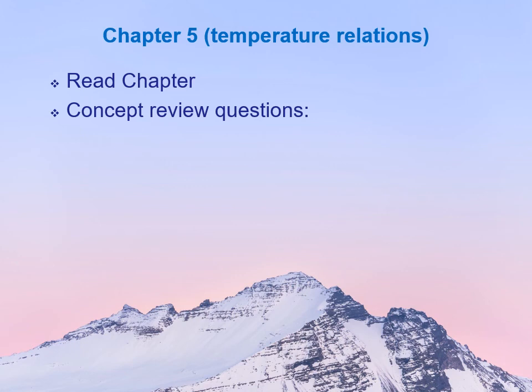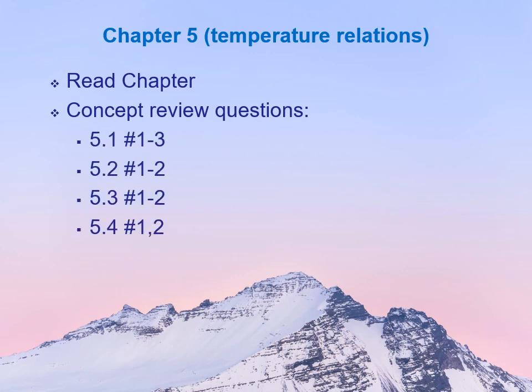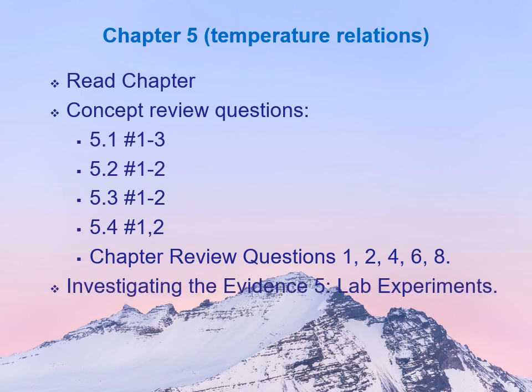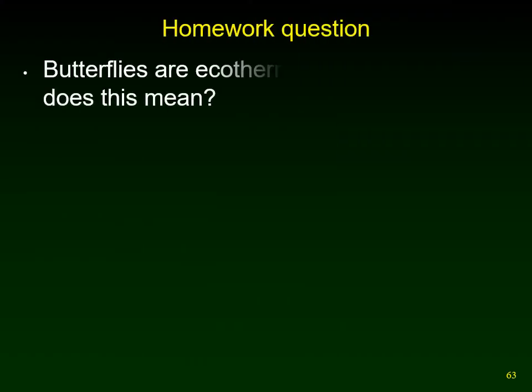So reread your chapter, take a look at the concept review questions in the sections, and then look at the chapter review questions at the end, 1, 2, 4, 6, and 8. So that's the even numbered ones. Make sure you can answer those. Also, take a look in Appendix A at Investigating the Evidence 5 about lab experiments, because we talked about quite a few lab experiments in this chapter, and be able to answer questions 1 and 2.